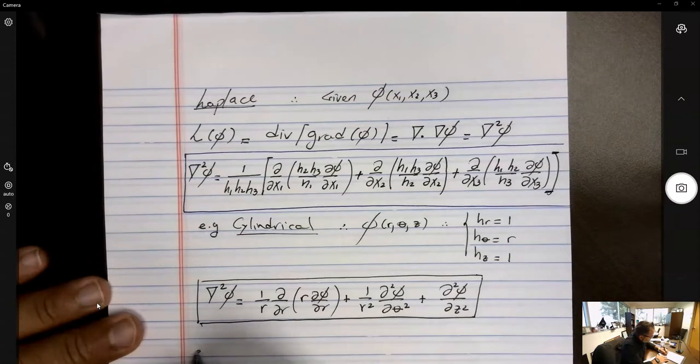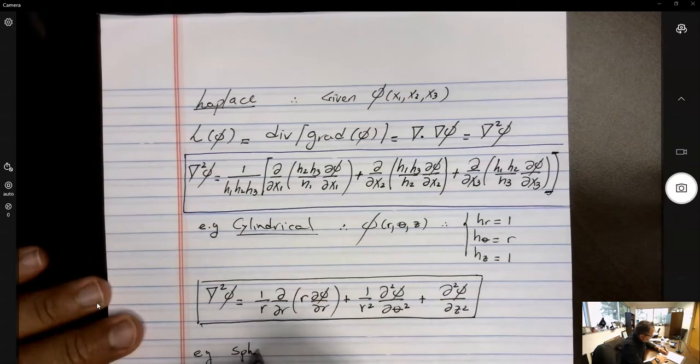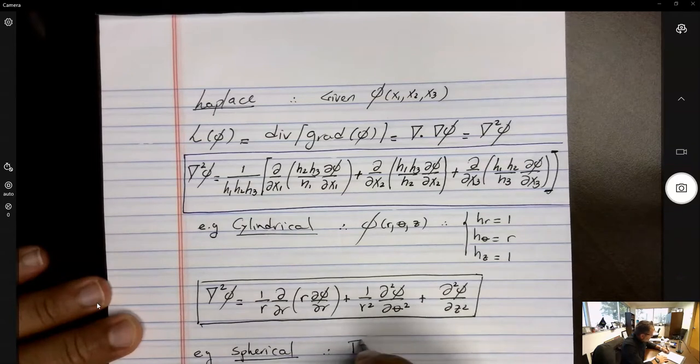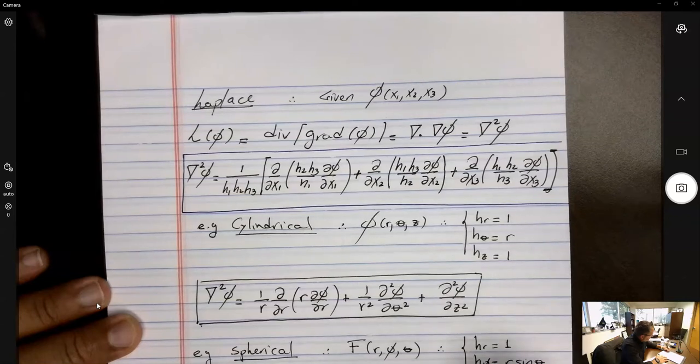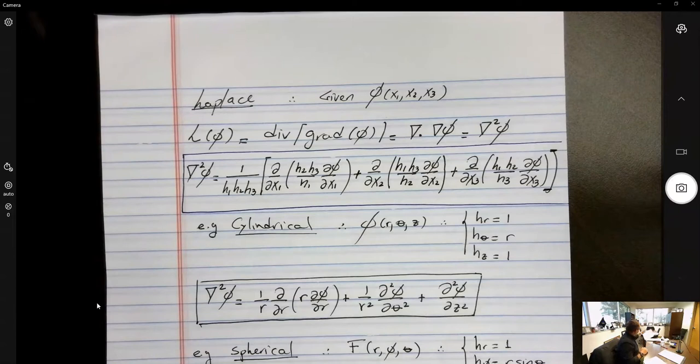So now let's try to do this again for spherical coordinates. Again, given this function f, which is a function of r, phi and theta, and knowing that the scale factors h_r is equal to 1, h_phi is equal to r sine theta, and h_theta is equal to r. All right.